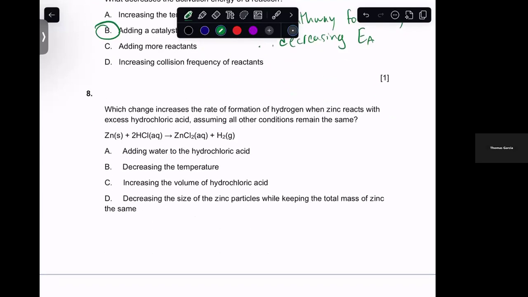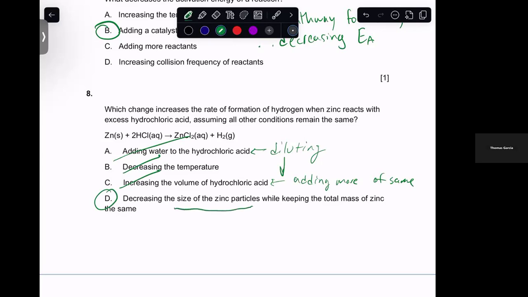Which change increases the rate of formation of hydrogen when zinc reacts with excess hydrochloric acid, assuming all other conditions remain the same? All right, so let's see. If we add water, we're diluting it, which is the opposite of concentration. So it cannot be A. All right. If we decrease the temperature, that slows the molecules down. Can't do that. If we increase the volume of hydrochloric acid, that's not actually telling us how they're increasing the volume. It could be via dilution or it could just be adding more of the same, which still doesn't increase the concentration. So by process of elimination, it must be D, but let's check.